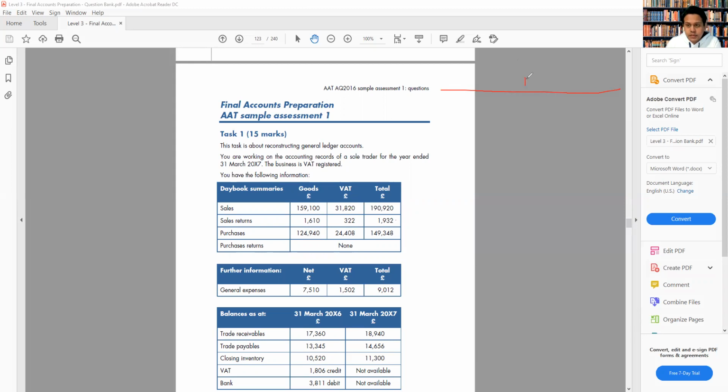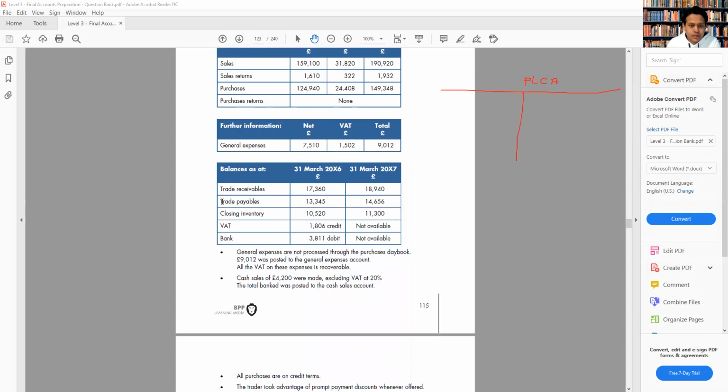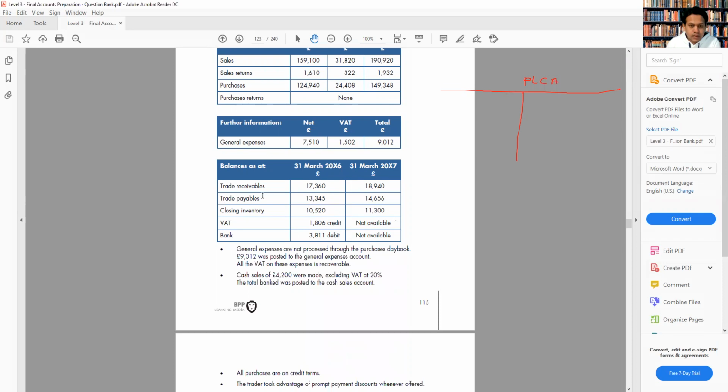So purchase ledger control account. Purchase ledger control account is a supplier account, and of course we know the opening balance will be on the credit side. It's a liability account, the money we have to pay to the supplier. So let's start with the opening balance first. Trade payable. This is the opening balance, 31st of March 2006. This is the closing balance, 31st March 2007.